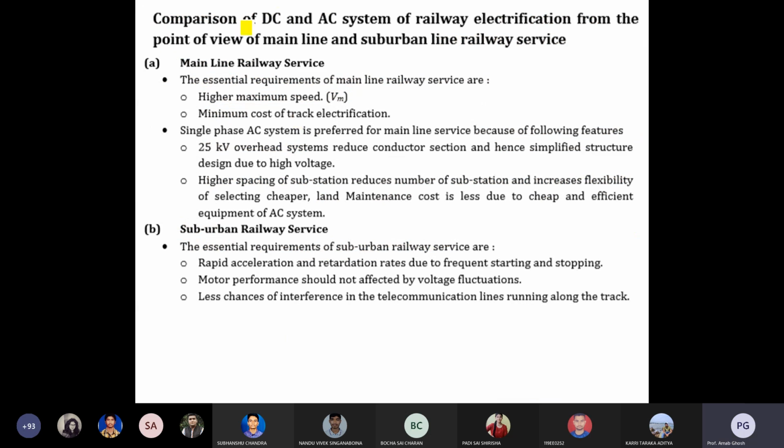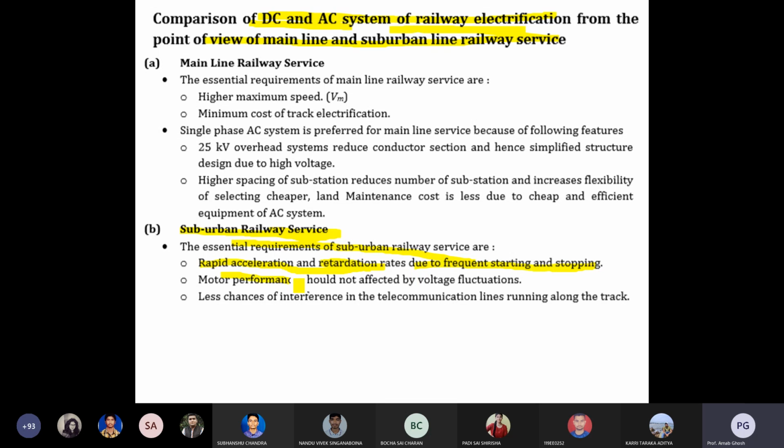Now the comparison of DC and AC systems for railway electrification from the point of view of main line and suburban line railway services. What are the differences? For suburban service, the essential requirement is rapid acceleration and retardation, meaning deceleration, due to frequent starting and stoppage.